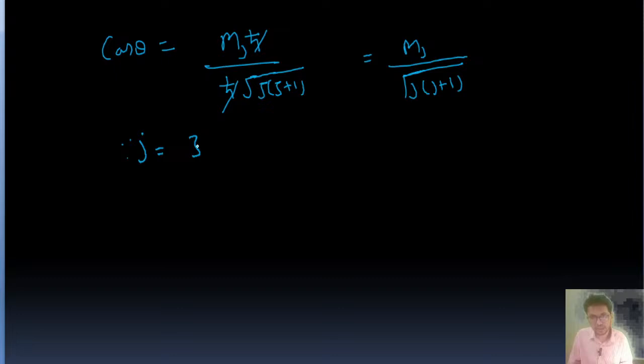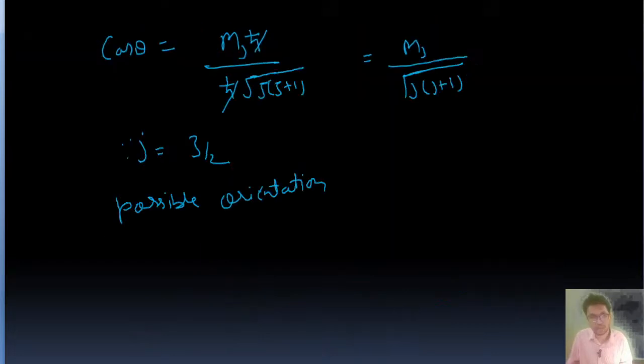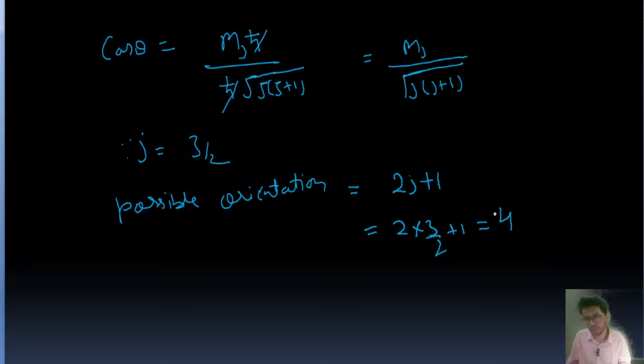Since J is given, that is 3 by 2. So the possible orientation formula, we know that for J is 2J plus 1. So this is going to be 2 into 3 by 2 plus 1, that is 4. So there are 4 possible orientations. We'll find them one by one.